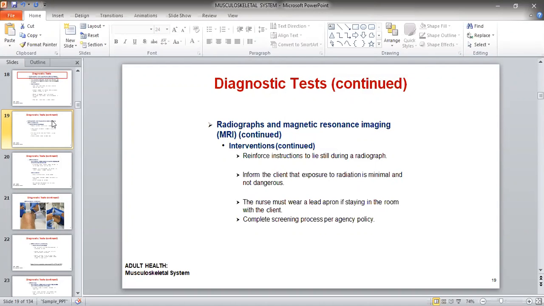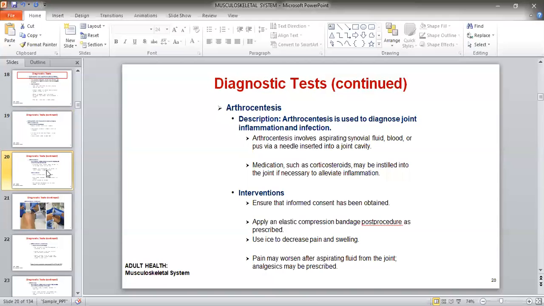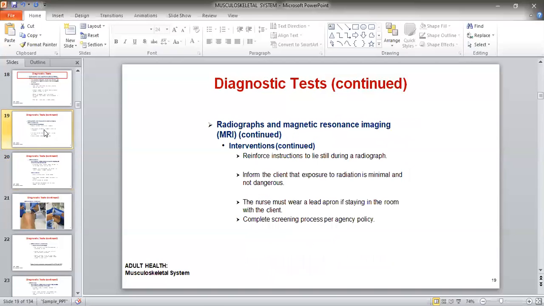And the healthcare provider must wear a lead apron if they stay inside the room, and complete the scanning process as per the national guidelines or agencies, right? So another important one is during MRI. I will just make a summary.